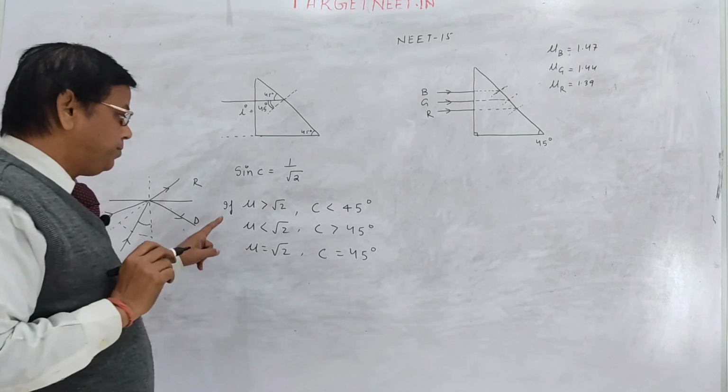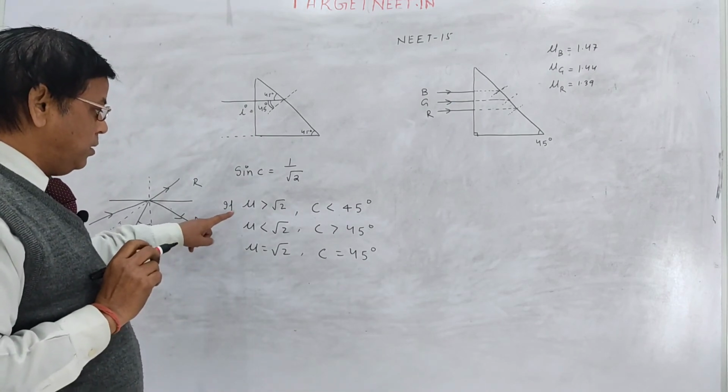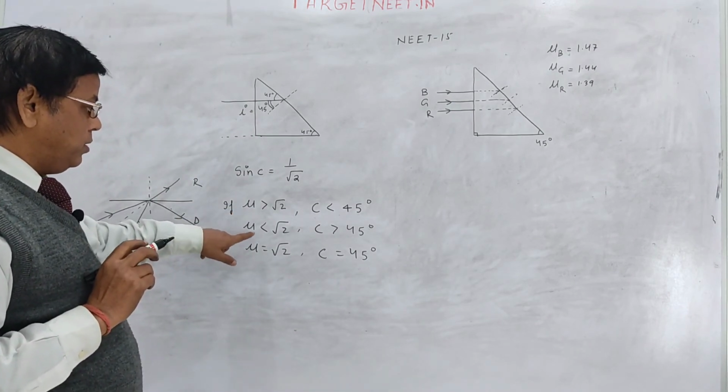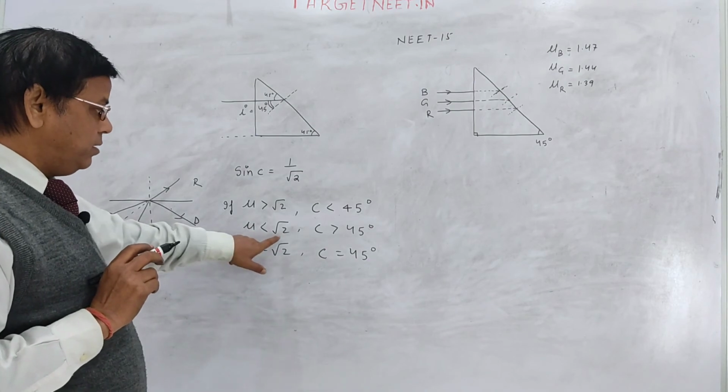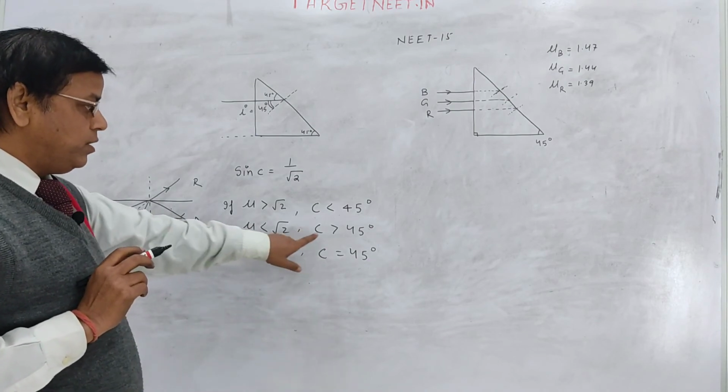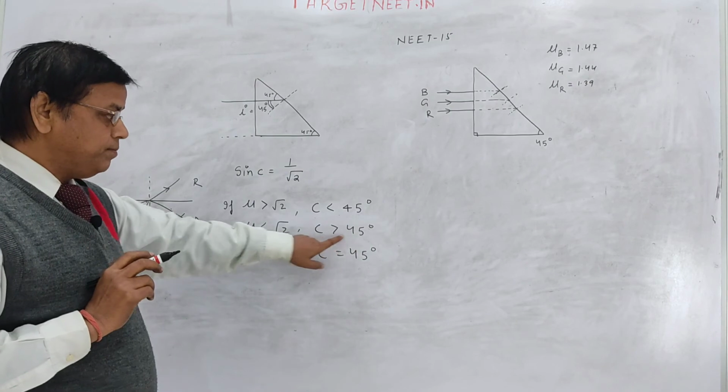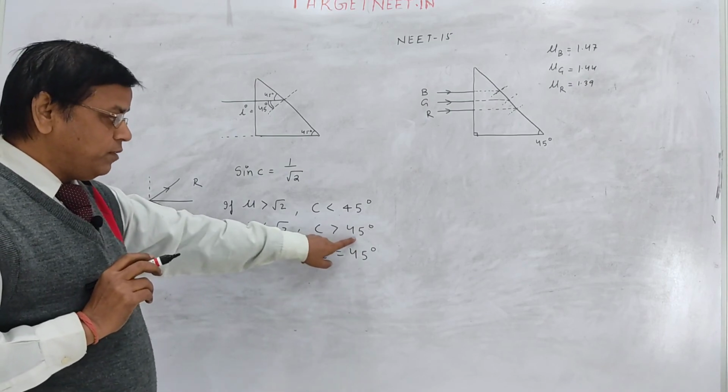And we know that for red color mu is less than √2. So critical angle is more than 45 degree.